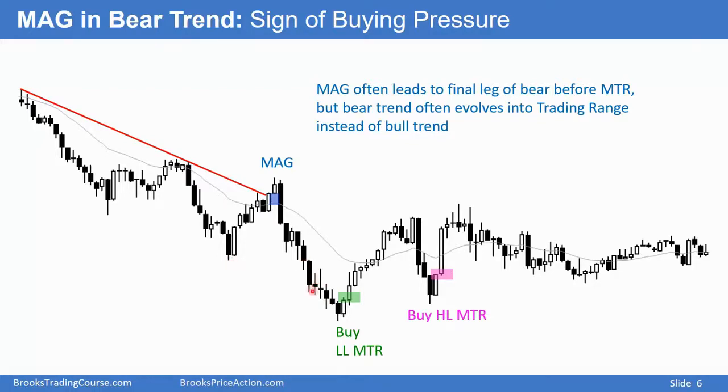Tried to break out, and it looks like it's trying to fail. We have a pullback, and then we're trying to reverse up again. A second time the breakout below this low is failing. It's a higher probability buy. 2-bar reversal, good looking bull bar, and it's a reasonable buy.